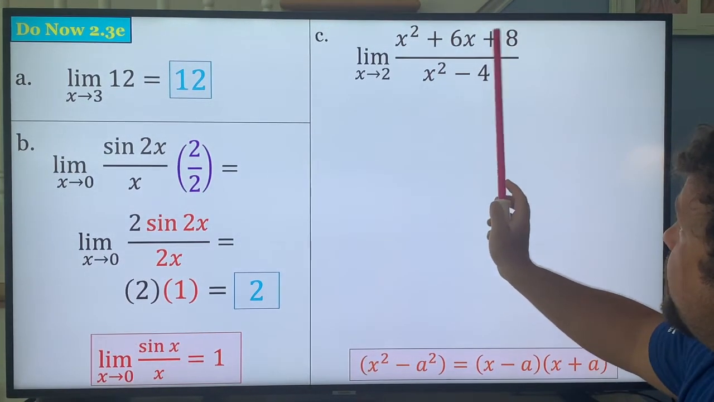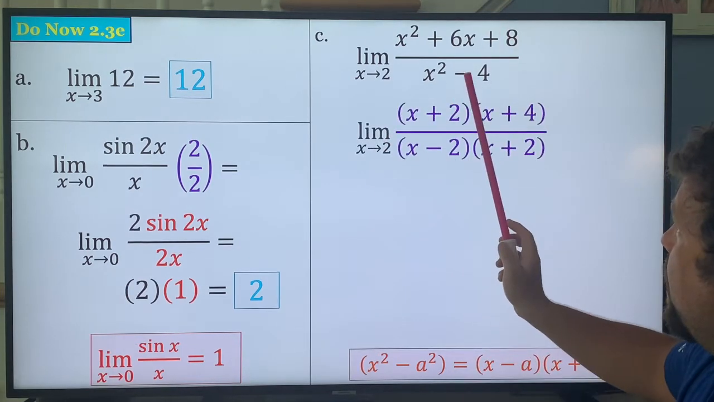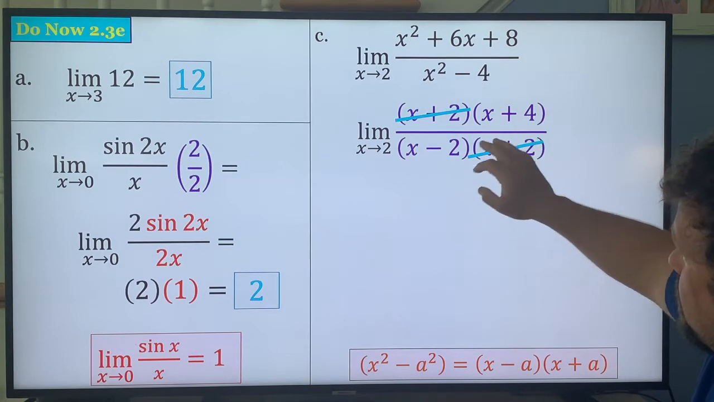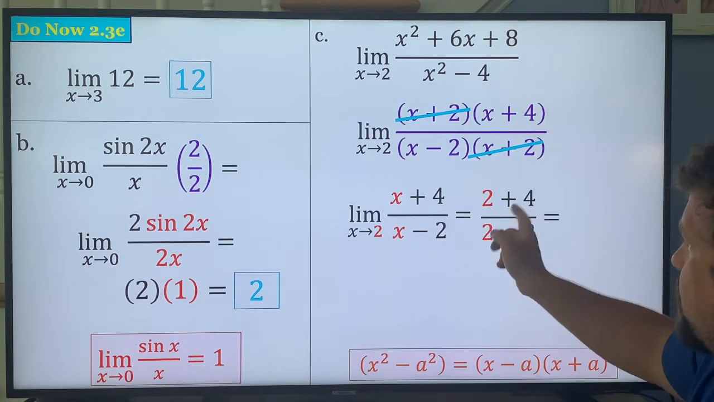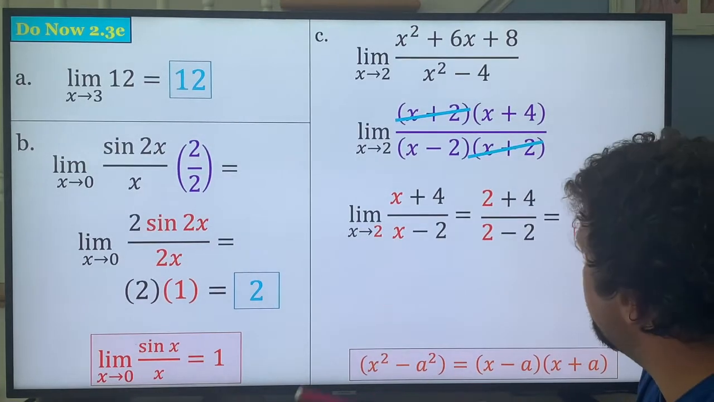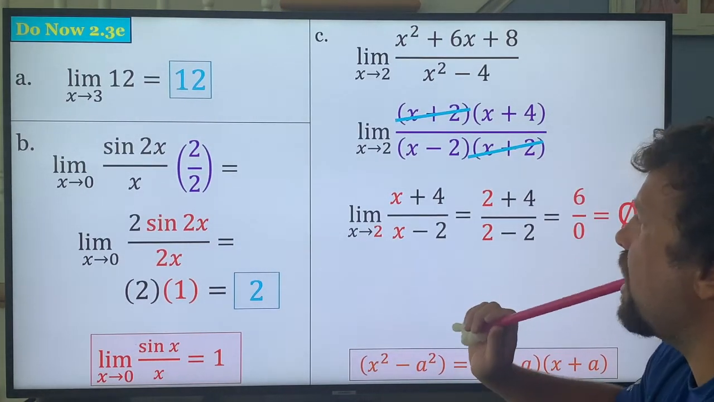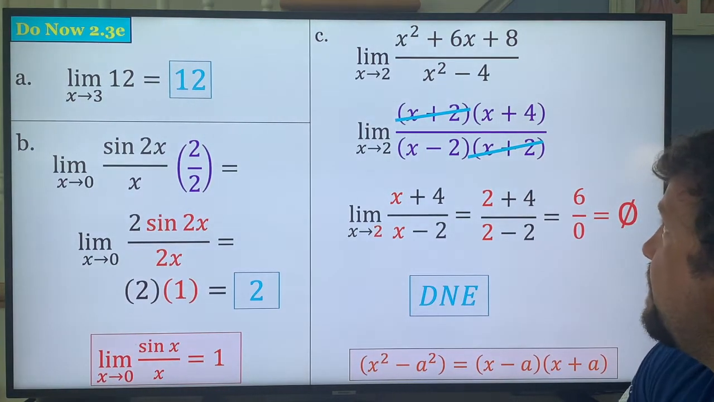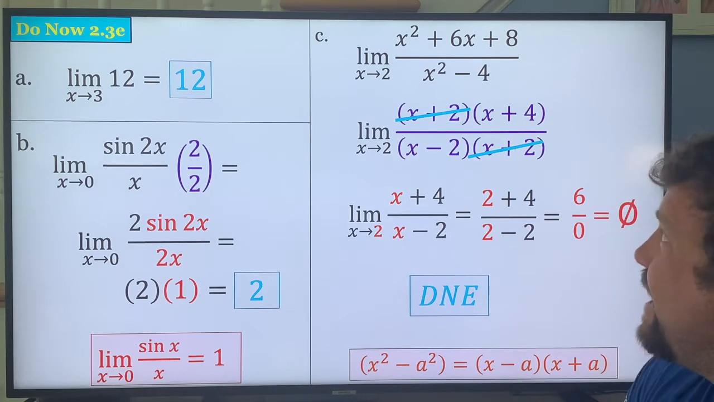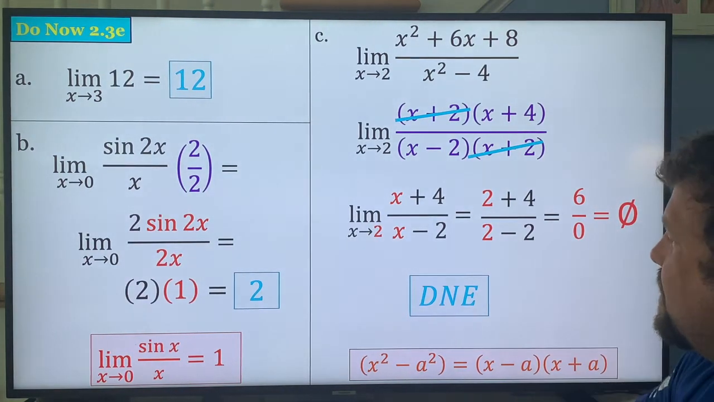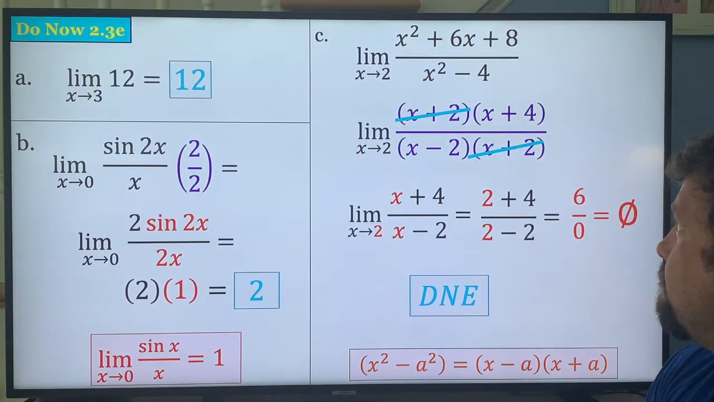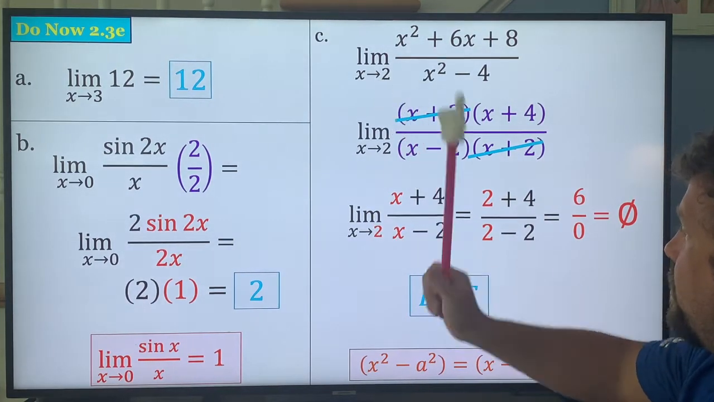Back to the top. Factors of 8 that add up to 6, 4 and 2. x plus 4, x minus 2. Cancel, cancel. Plug your 2 in. 2 plus 4, 2 minus 2. Oh, great. 6 over 0 is undefined. Uh-oh. How did we mess up? Well, since it's still undefined even after I reduce it, the answer is D and E. Does not exist. The limit is not going to exist. If you don't believe me, make a table and check. Got it? Awesome. This is a negative 2. It would be set, but it's not.